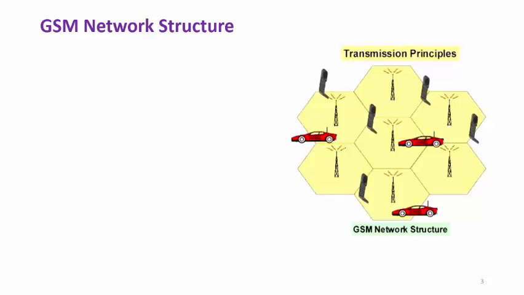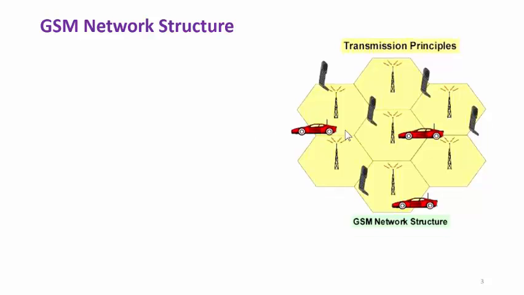Before moving towards the architecture of GSM, we will see the GSM network structure. In this diagram we can see the honeycomb type of GSM network structure. In each honeycomb we can see the antennas. These antennas are responsible to provide the radio service or wireless link to the cell phones which are in the radio coverage.